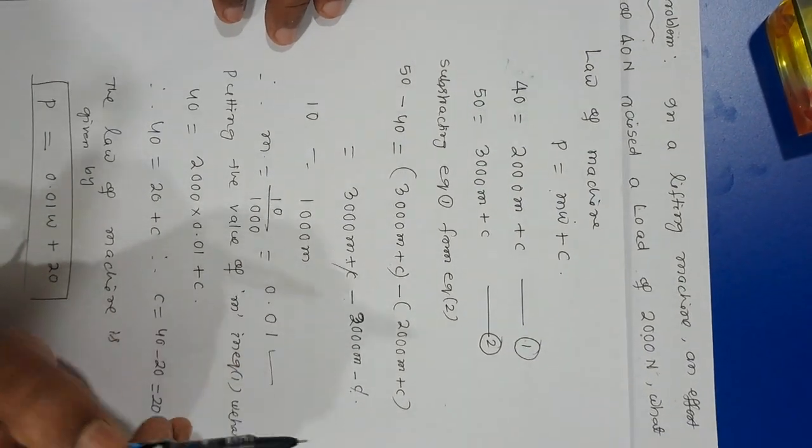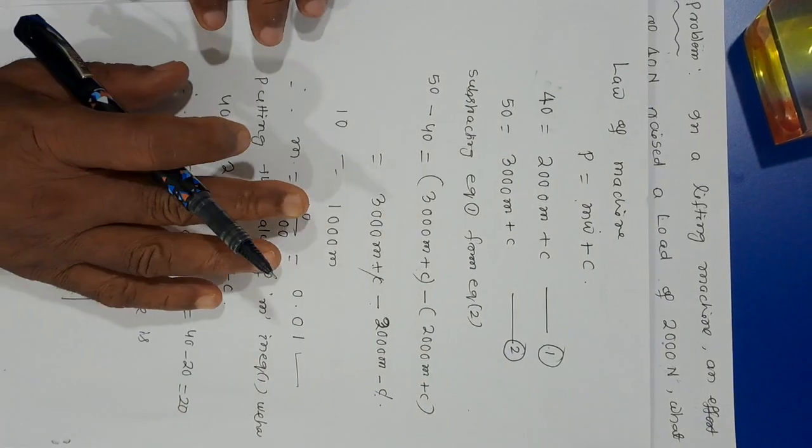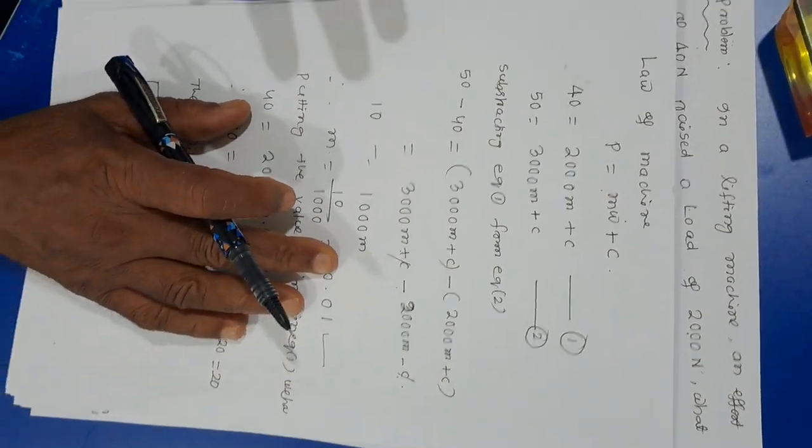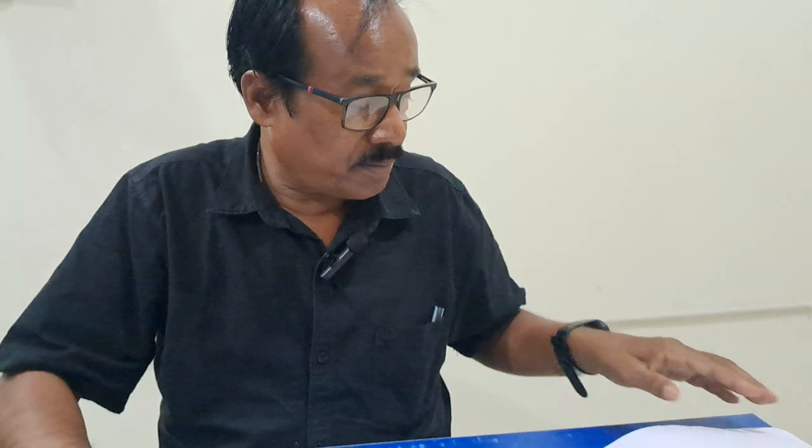Minus 2000 m minus c is the required answer. Now you will see my note.